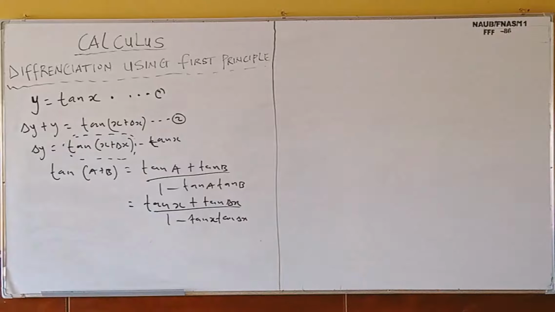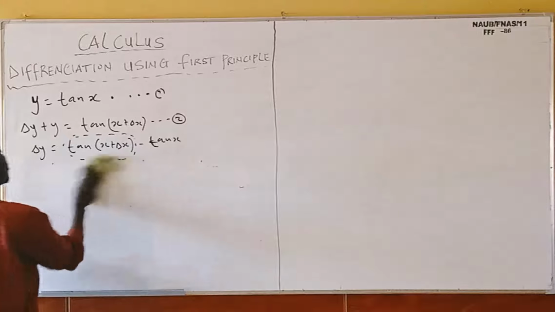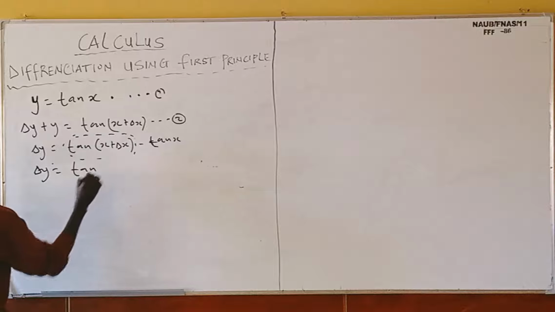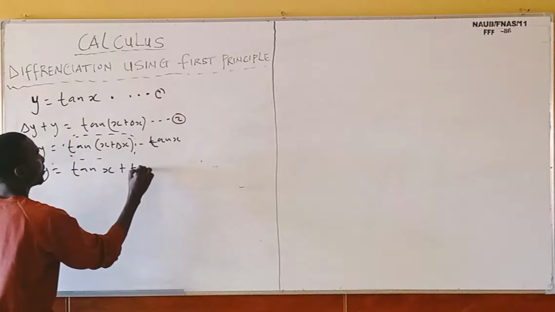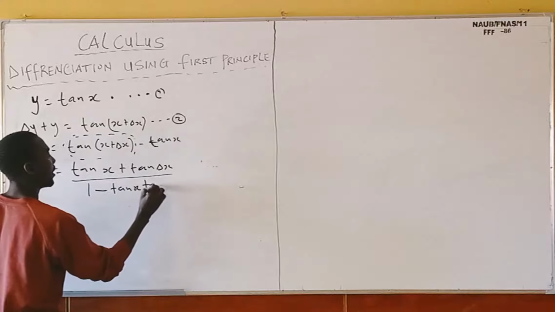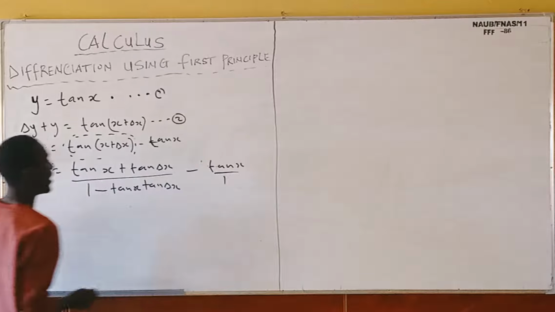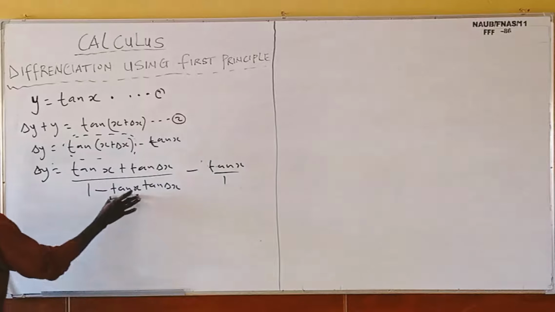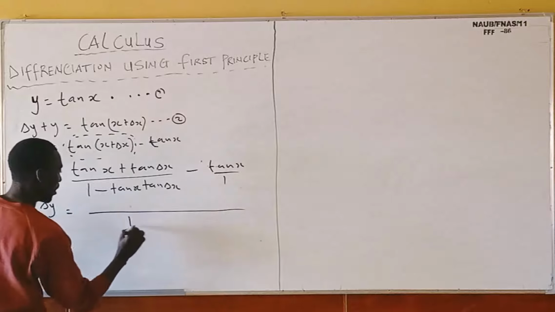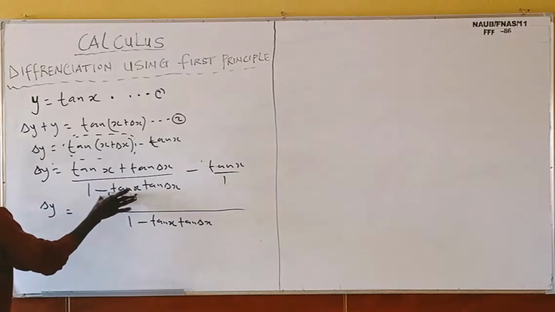So it's going to be change in y equals tan x plus tan change in x all over 1 minus tan x tan change in x, minus tan x. So now here you find the LCM. The LCM of this and this is nothing but this. So change in y will be equal to the LCM, which is 1 minus tan x tan change in x.